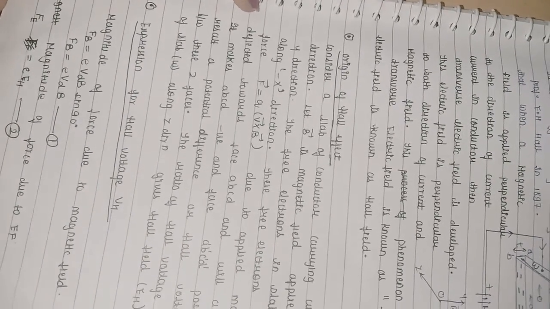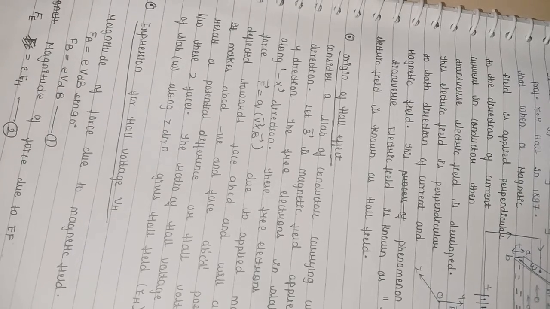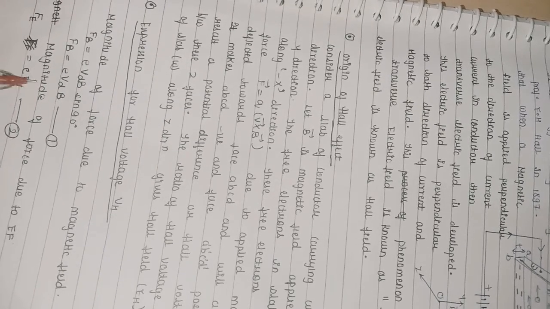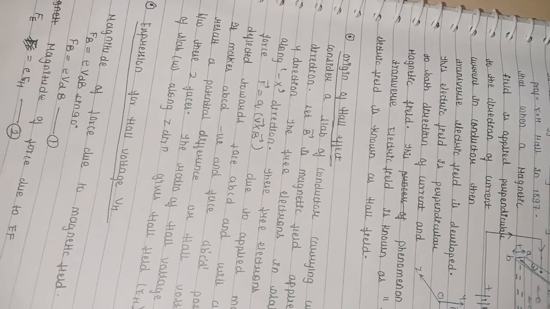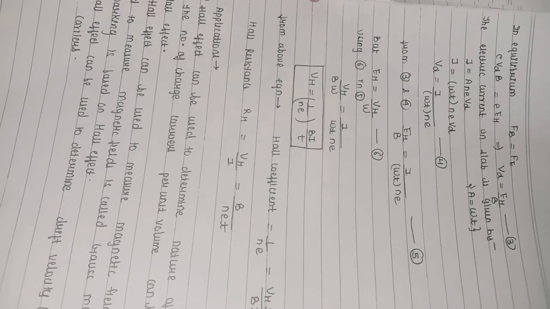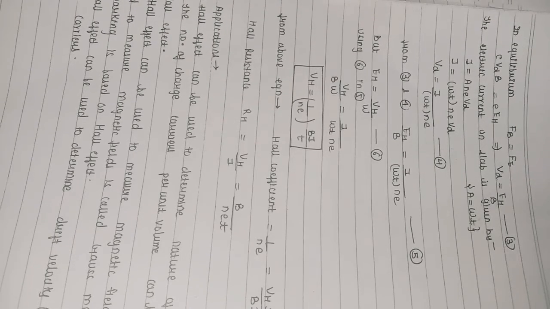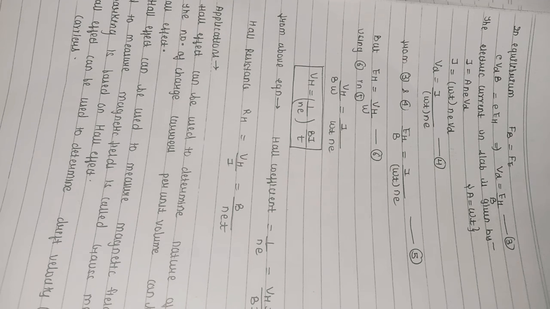Magnitude of force due to the electric field will be Fe equals e EH, where EH is the Hall electric field, which is equation number 2. In equilibrium, the force due to the magnetic field and the force due to the electric field will be equal to each other. So e vD B equals e EH. Small e cancels out, so the drift velocity vD equals EH upon the magnetic field B. Equation number 3. The electric current in a slab is given as I equals A n e vD.